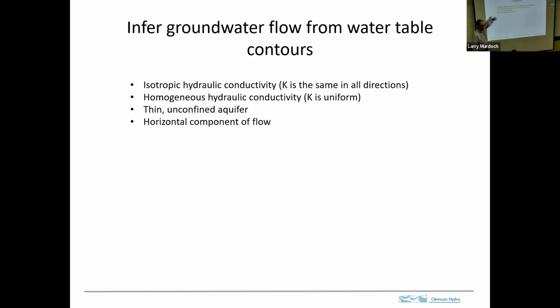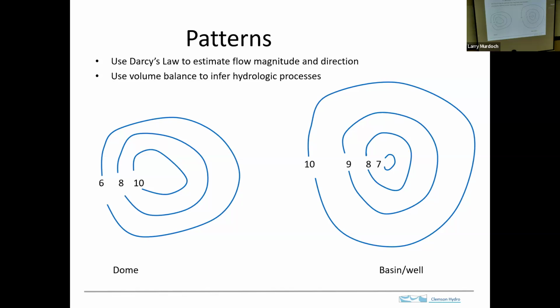In a real aquifer, the hydraulic conductivity will vary spatially. There'll be different zones of high conductivity and low conductivity. We're going to just ignore that for now. We'll also assume that it's a thin, unconfined aquifer. We're going to assume that it's thin because we're going to be working in map view, and we're not going to really consider any kind of variations with depth. So what we'll be interested in then is just the horizontal component of flow, not the vertical. We'll get to the vertical, but that's not going to be today. So these are some of the assumptions that we're going to make.